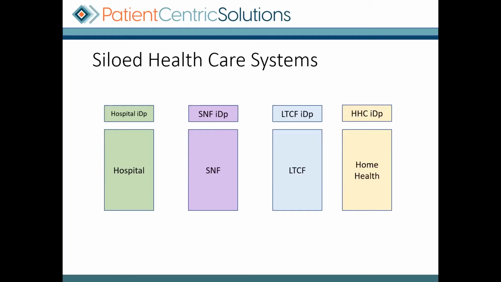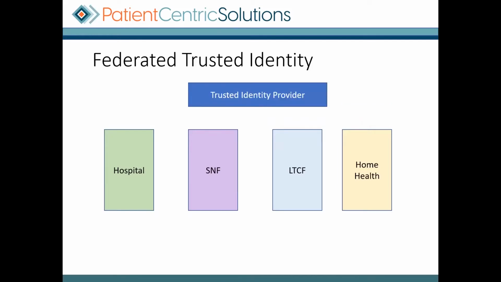But the SNF also has their own trusted identity, and the long-term care facility has their identity provider, as does the home healthcare system. So when we try to exchange data from one facility to another, users at the other facility just aren't known at other facilities, and it becomes more complicated when you may have a primary care provider traveling from facility to facility to provide support to a particular patient. With a shared identity provider, the authentication can be shared across systems, and this is easier both for healthcare systems and providers.